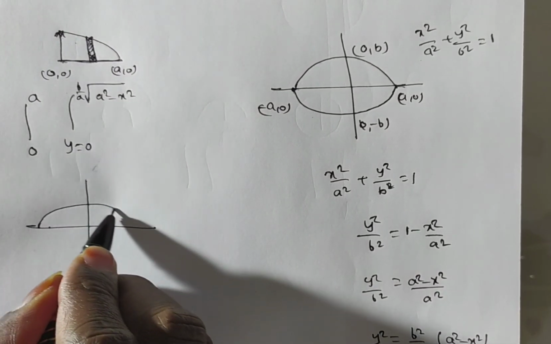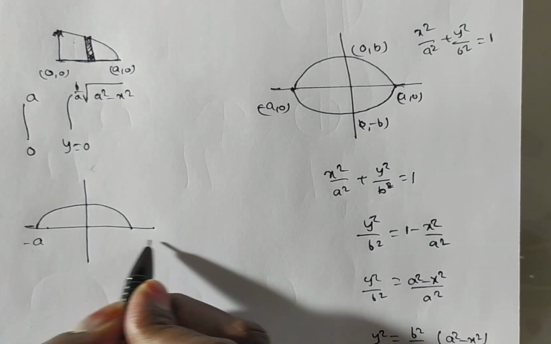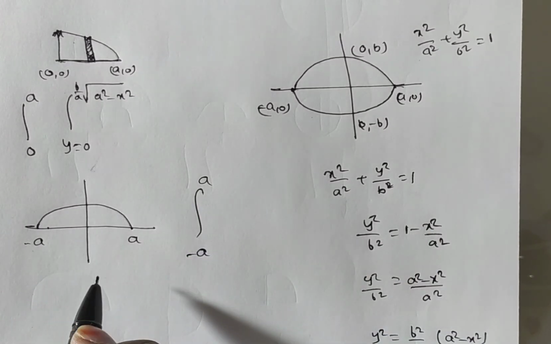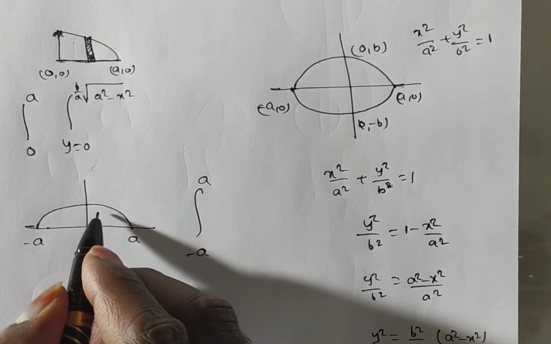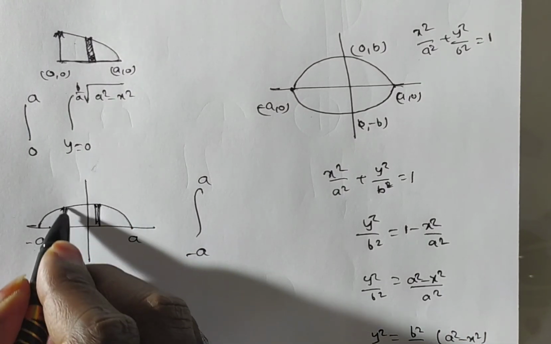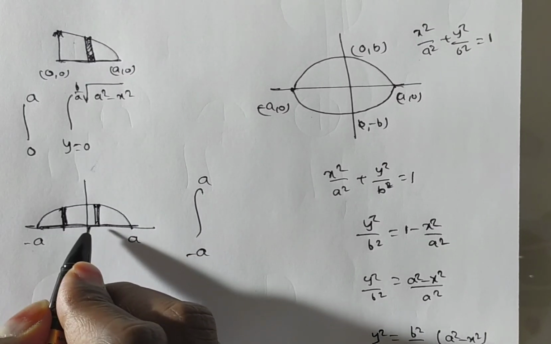Upper half of the ellipse is like this. Now this is minus a to a. X is from minus a to a in this case. Now you want y dependent on x only, right? So draw the strip which is parallel to the y axis. Here if you draw or here if you draw, both will be the same. These two strips, any one of them, both are the same only.